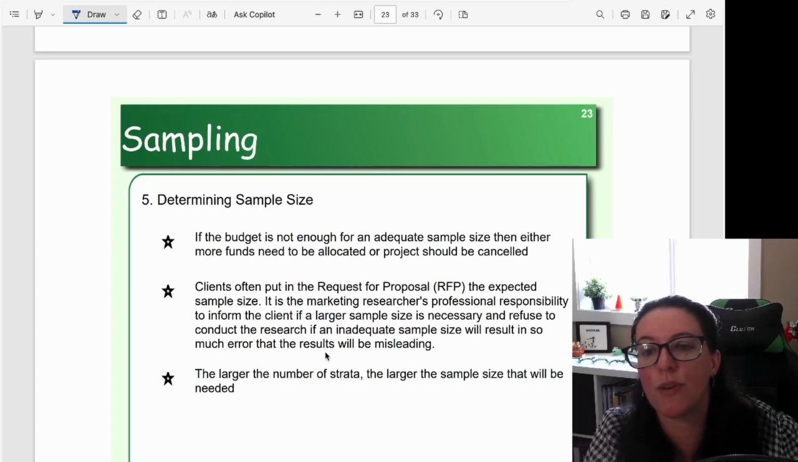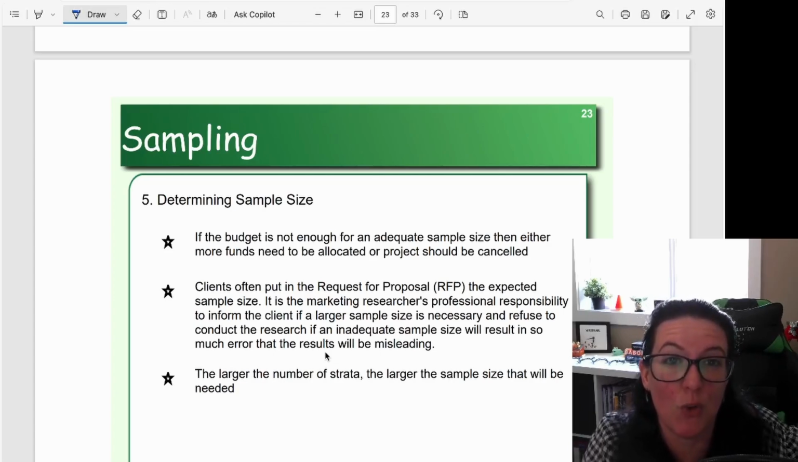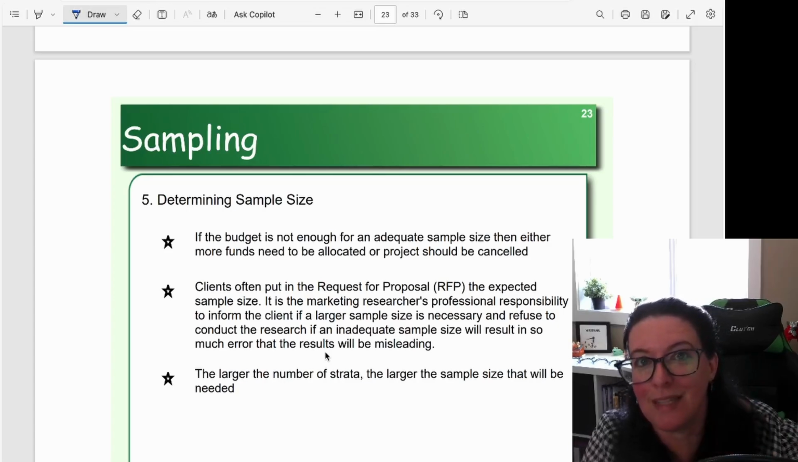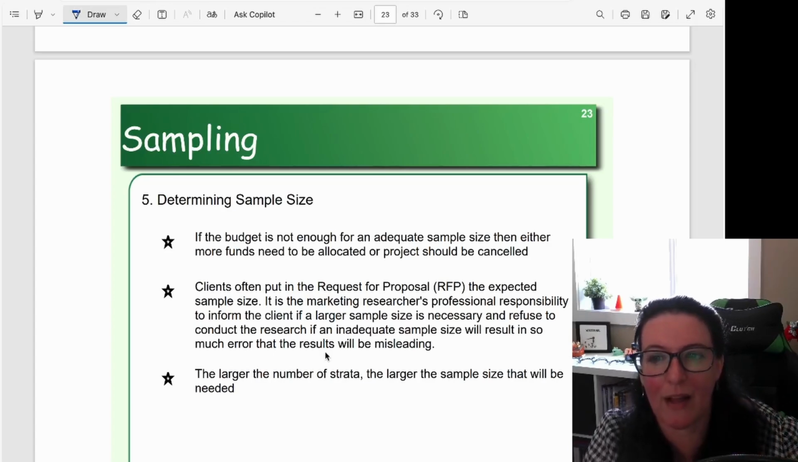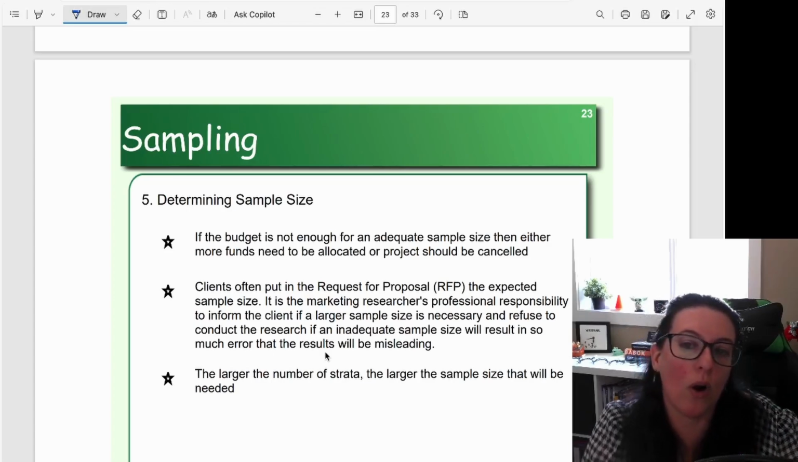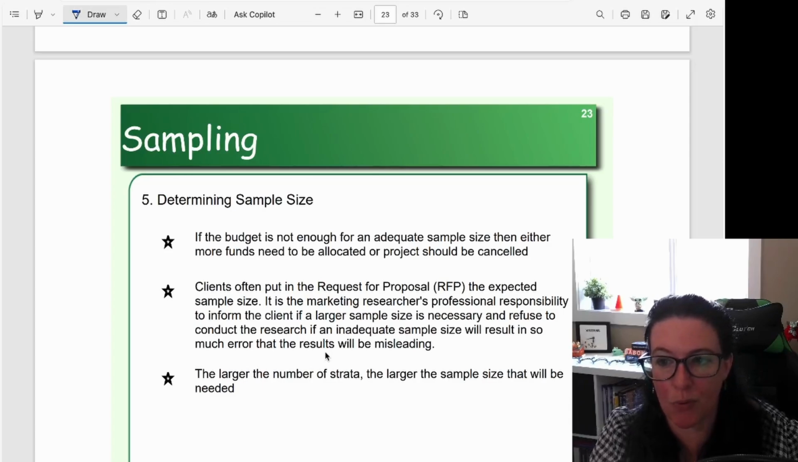So we need to make sure that our sample size is appropriate for what we want to do with the data. If it is not appropriate for what we want to do with the data, we either need to do something different with the data, so change the type of analysis that we're doing, or not do the research project.